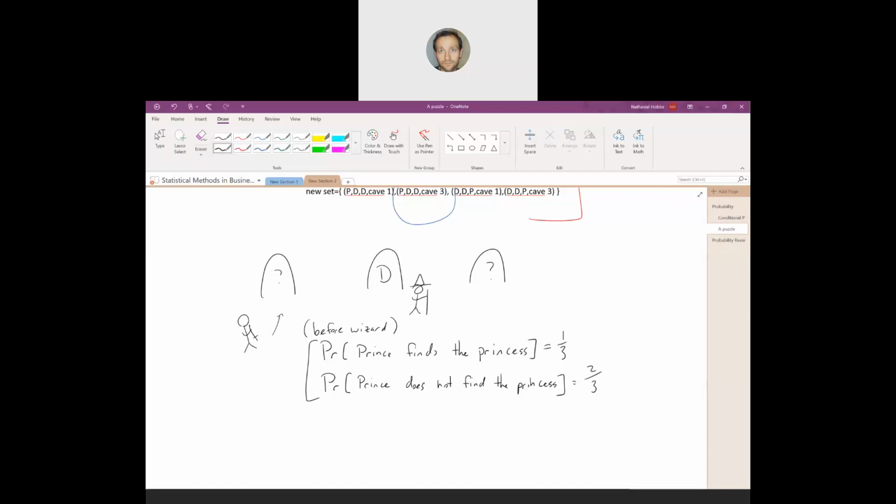Now, we live in a new world, a world where we have some more information. And the question now becomes, how should we update our beliefs? How should we readjust our probabilities?